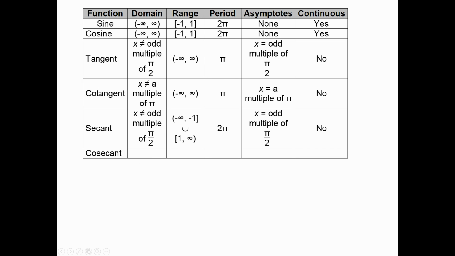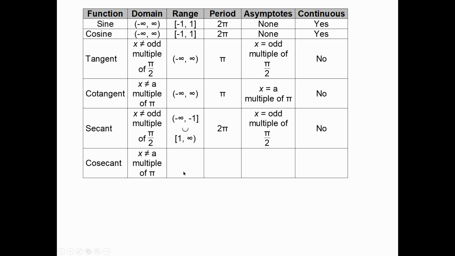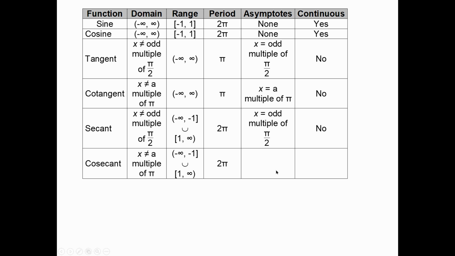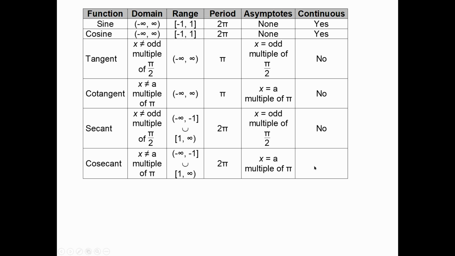The cosecant, that's the reciprocal of sine. So the domain is going to be x does not equal a multiple of pi. Range, the same as the secant. The period, 2 pi. Asymptotes, x equals a multiple of pi. Continuous? Nope. Here's your big summary. And of course, most of them we forget. It's one of those, if you think your way through what the trig functions are on the unit circle, you should be able to recover this. Okay?